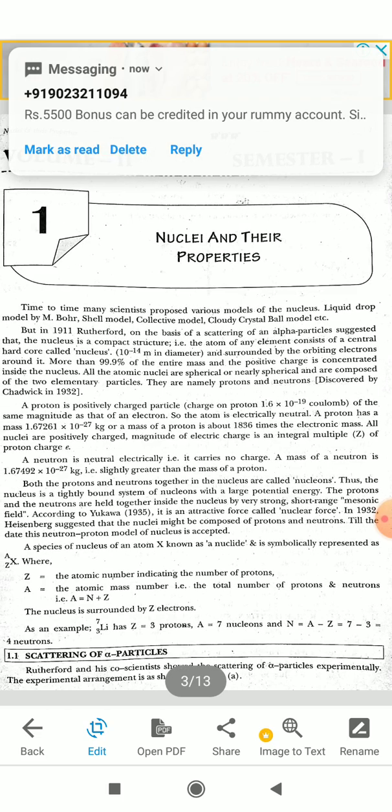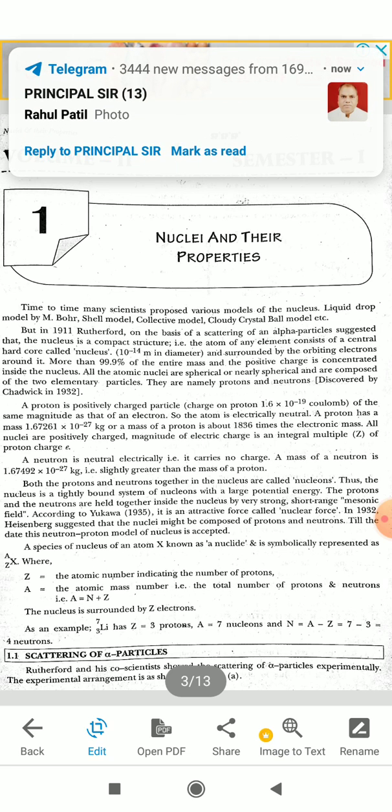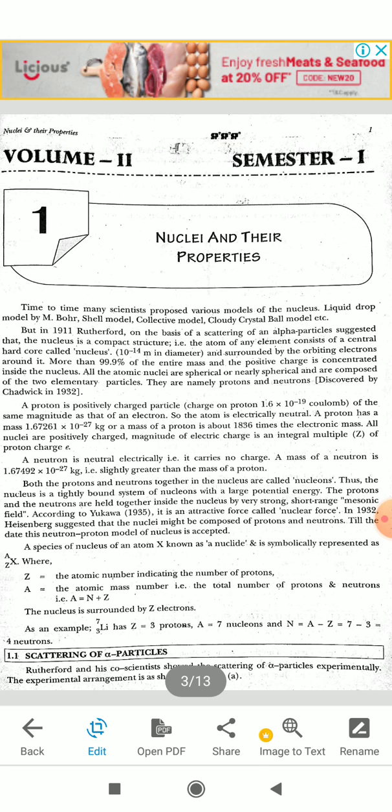In earlier lectures conducted on Zoom meeting, we have seen nuclei and their properties, this topic of second paper in this semester. We have seen how the nuclear structure is discovered and how the protons and neutrons are present and what their nuclear properties are.